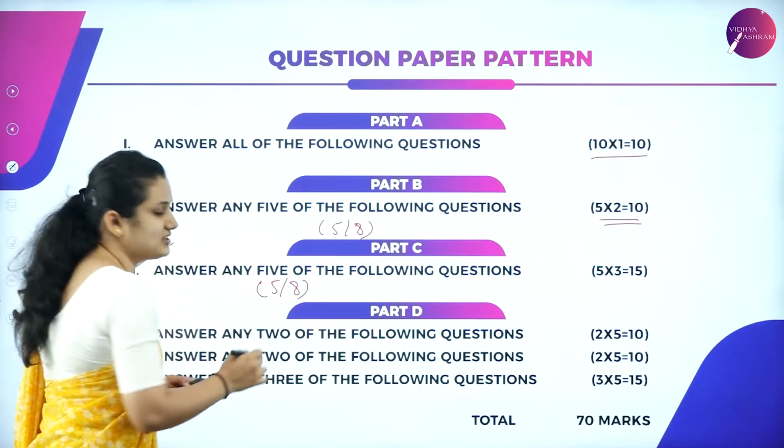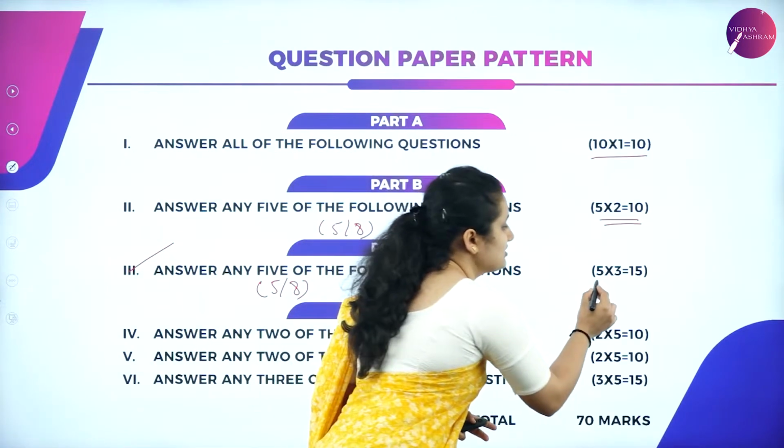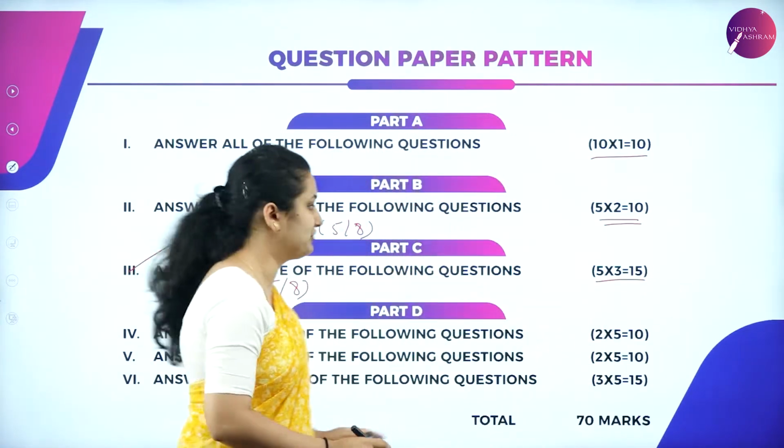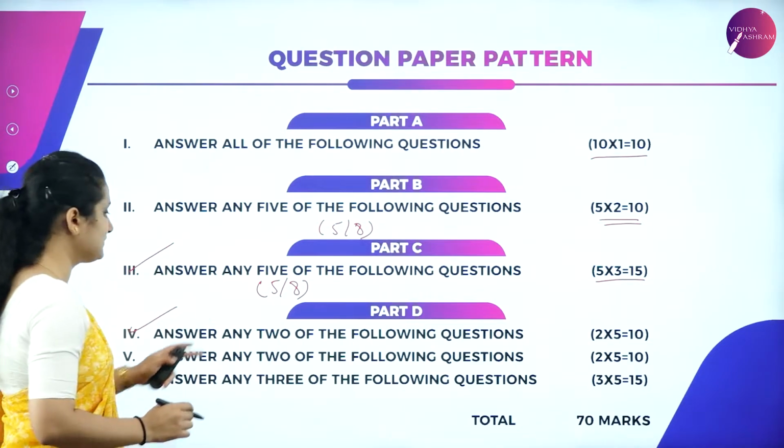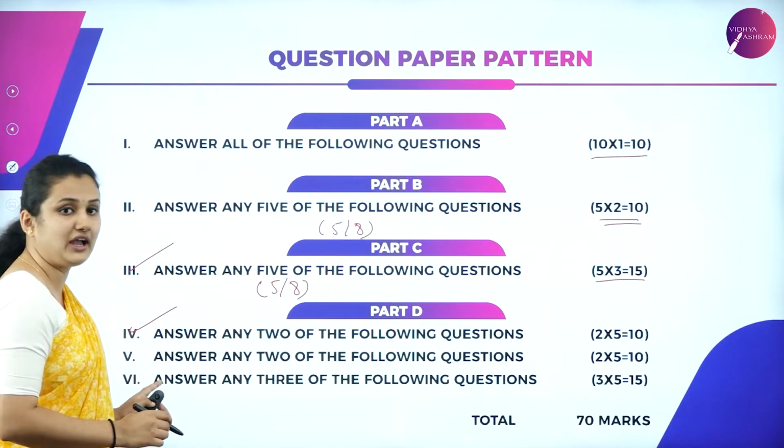You will have 8 questions. Rest is choice. Any 5 out of 8, that is for 3 marks, that will give you 5 into 3, it is 15. Next, you have the 4th one, that is part D. Part D includes 3 mains, you can see, 4, 5 and 6.